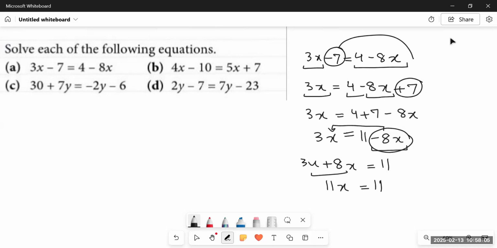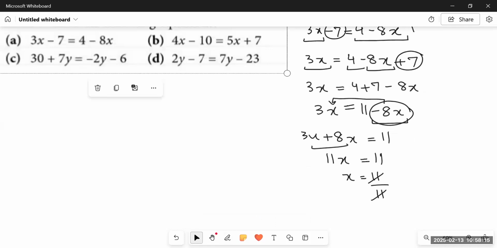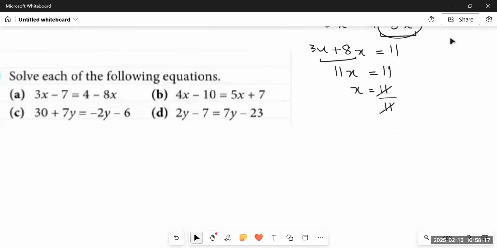Now the last step. Since we are multiplying 11 with x over here, it will get divided on the other side, and it would be 11 ones are 11, 11 ones are 11. So the final answer would be 1. That's it.